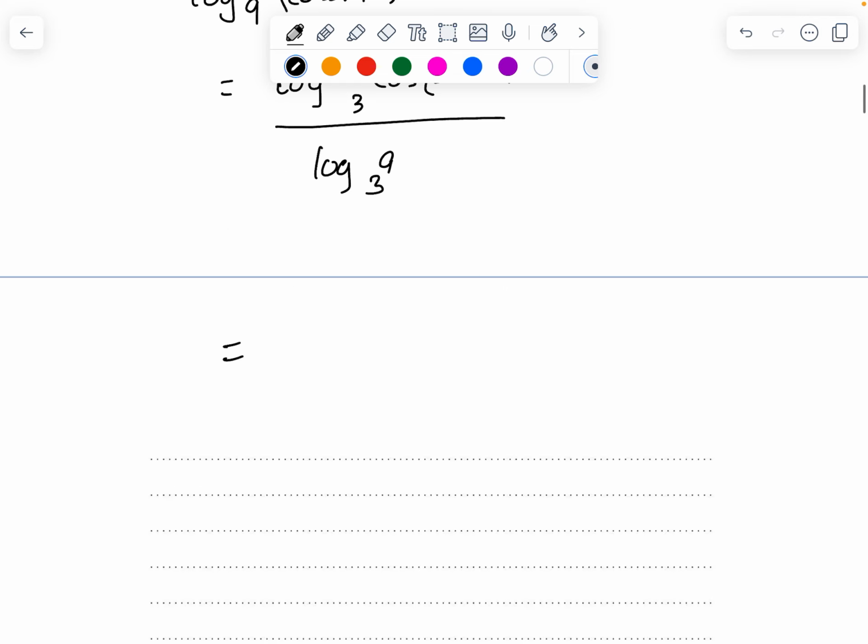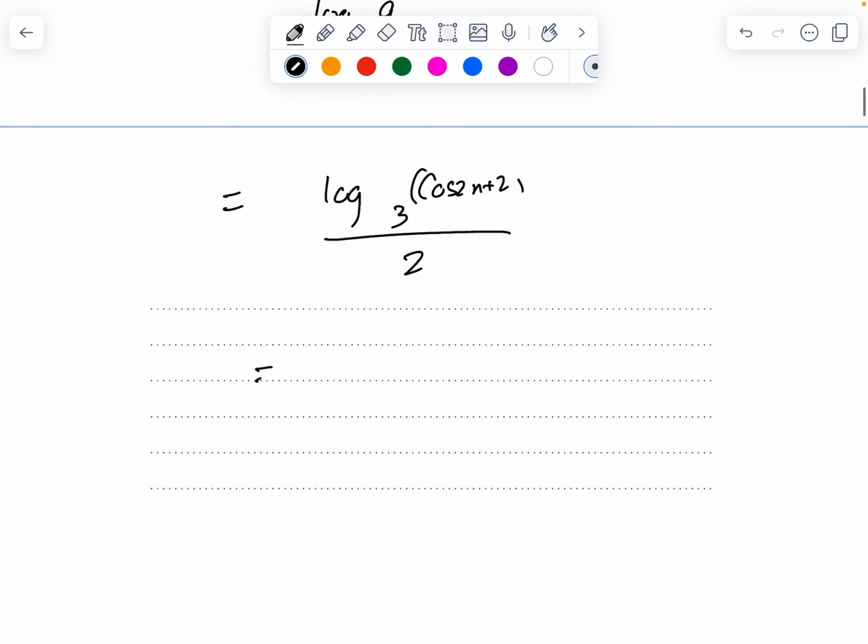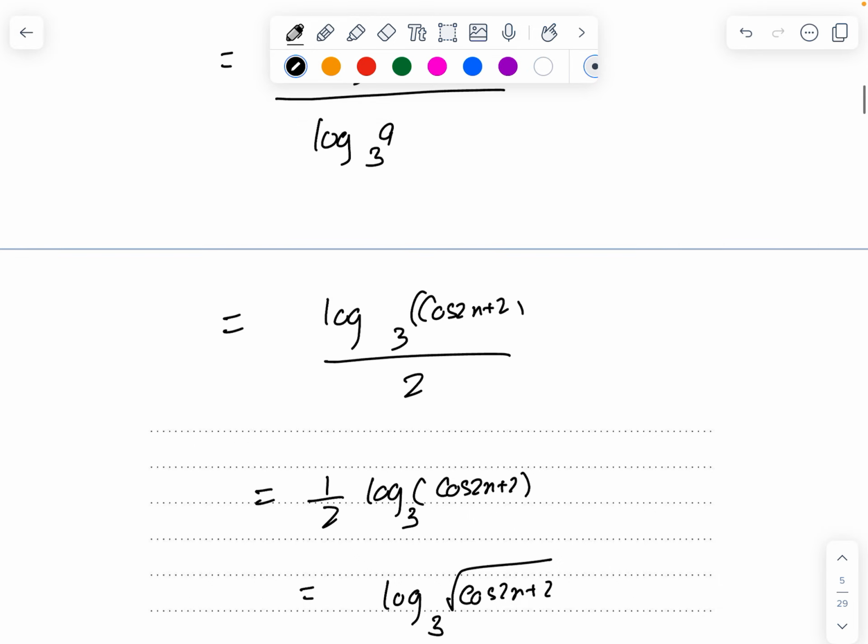So what does that become? Log cos 2x plus 2 to the base 3 divided by 2, which is 1 upon 2 log cos 2x plus 2 to the base 3, which is log square root of cos 2x plus 2 to the base 3. So I got it out like this.